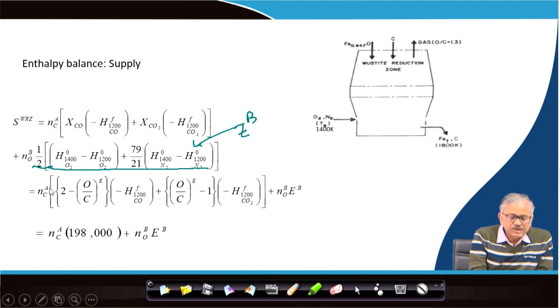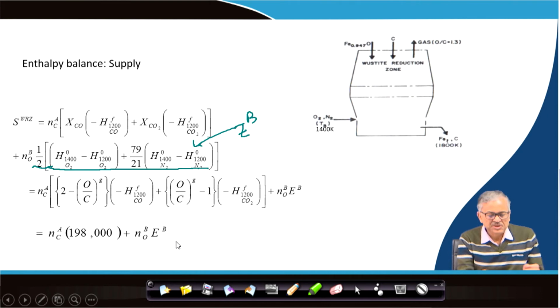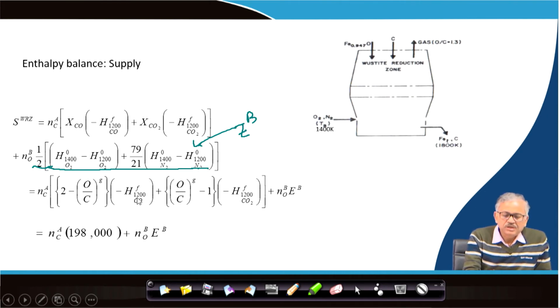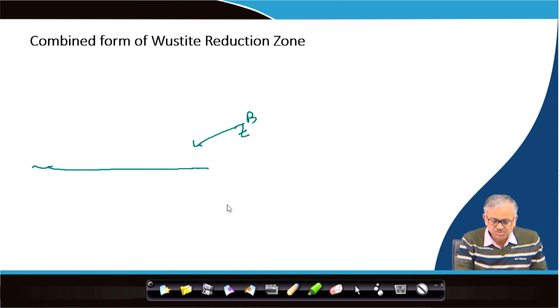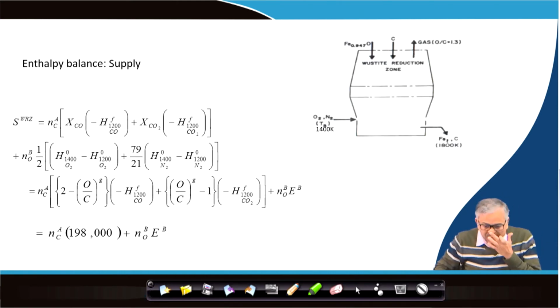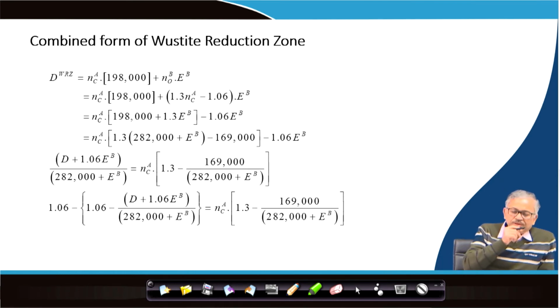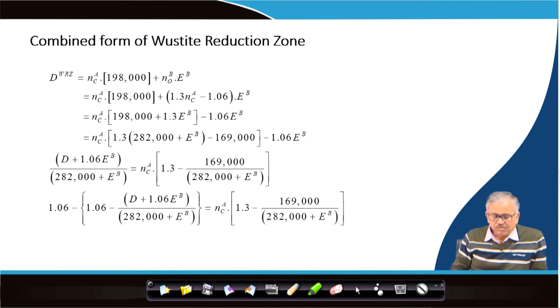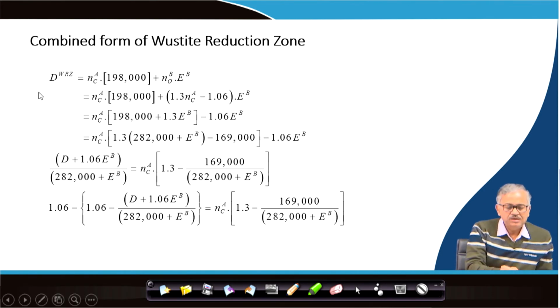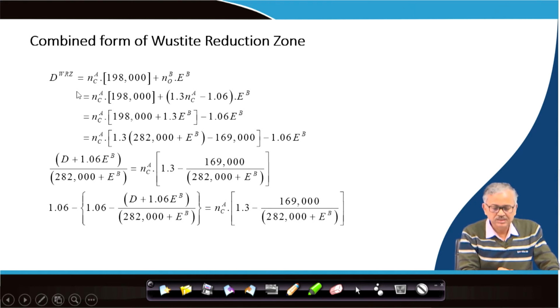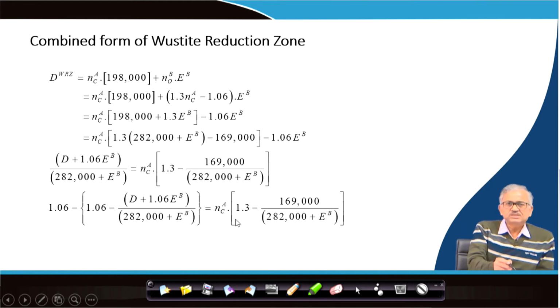And so, finally, you can write this is equal to NCA into this plus NOV of this, because I put the value of enthalpy of formation of CO and CO2, okay, this is the supply. And then let us see the combined form of the Wüstite reserve zone. If I use the combined form, that is, the material balance and heat balance, and we eliminate the O by C from both of them, then finally the heat demand in the Wüstite reserve zone can be correlated like this, and with some algebraic manipulation you come here. Okay. So, these are just algebraic manipulations.